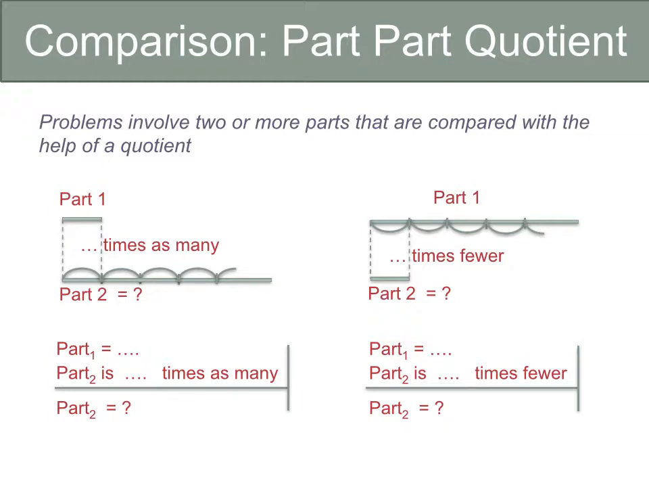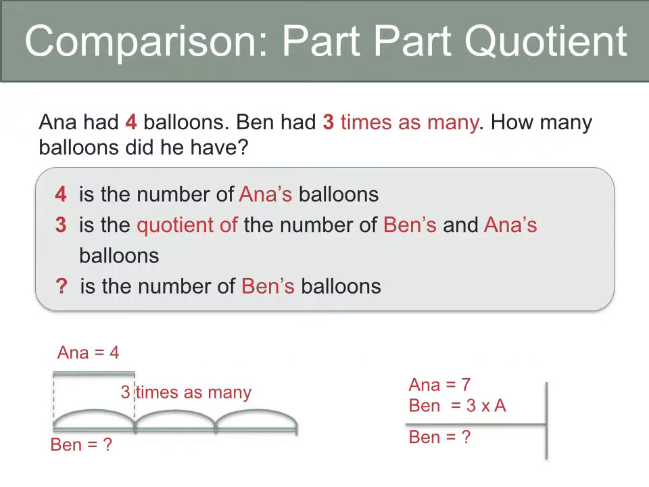Values can be compared not only using difference, but also using a quotient. If the problems involve 2 or more parts, which are compared using a quotient, we call them part-part-quotient problems. This group of problems can require division or multiplication and involves only one type of unit. In this problem, the students need to find one of the parts, and this part is 3 times as big as the other.